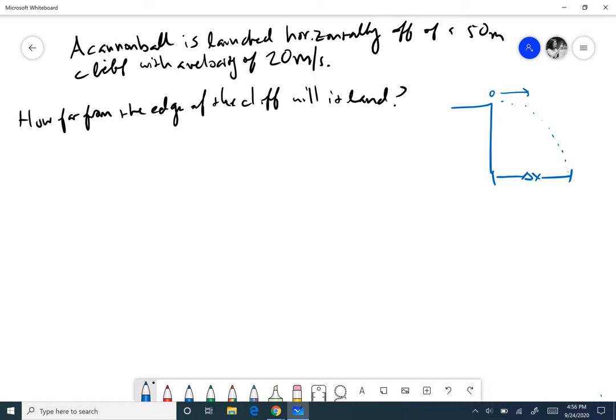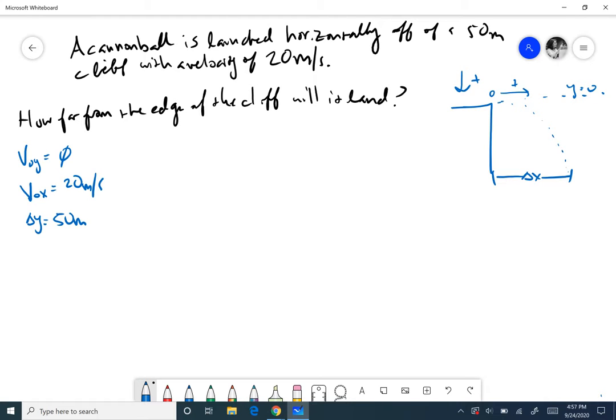Well, let's write what we know. We know that velocity initial in the y direction is 0 because it's just launched straight horizontally. So that means there's no vertical motion initially. We know that velocity initial in the x direction is 20 meters per second. We know that delta y is 50 meters, and just like the previous problem, I'm going to say that this is y equals 0, and I'm also going to say that downward is the positive direction and to the right is the positive direction.